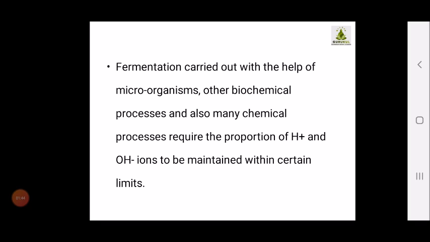Now children, fermentation. Regarding fermentation, you have studied in the chapter on useful and harmful microbes. So till now you are very well aware of the term fermentation. Now children, this fermentation is carried out with the help of microorganisms. Other biochemical processes and also many chemical processes require the proper proportion of H plus and OH minus ions to be maintained within certain limits. So these fermentation and other biological chemical processes require a certain pH, and only at that definite pH will those processes take place very actively.